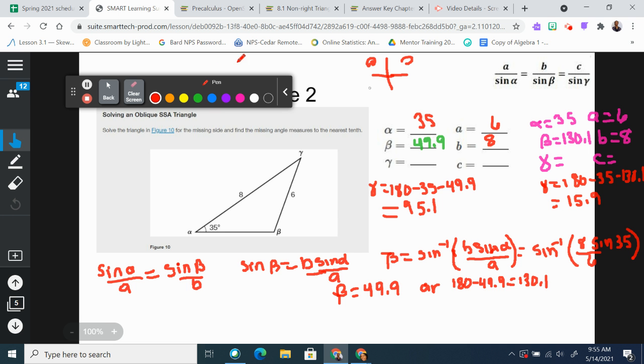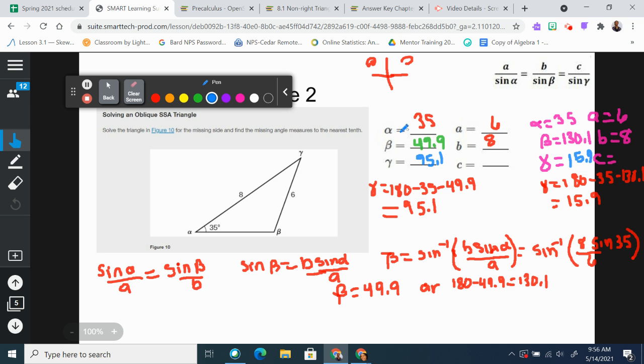So I'm going to go ahead and change my colors and fill in my new calculated value. So this is 95.1, and this is 15.9. And now we can use another law of sines ratio in order to find our C in both triangles.